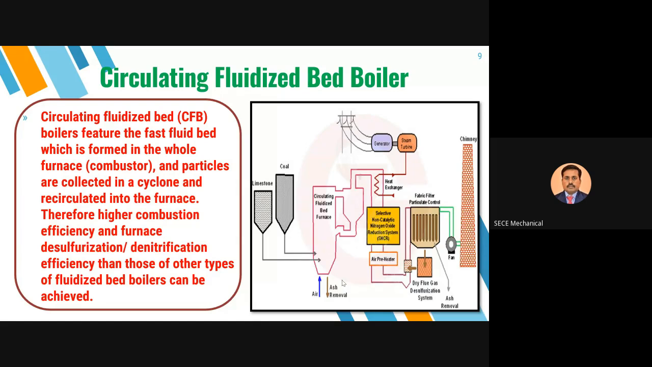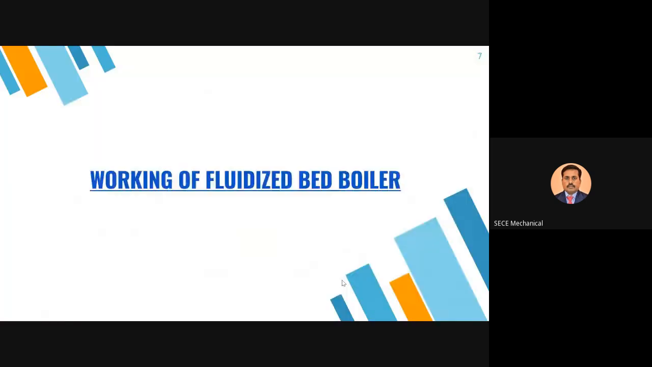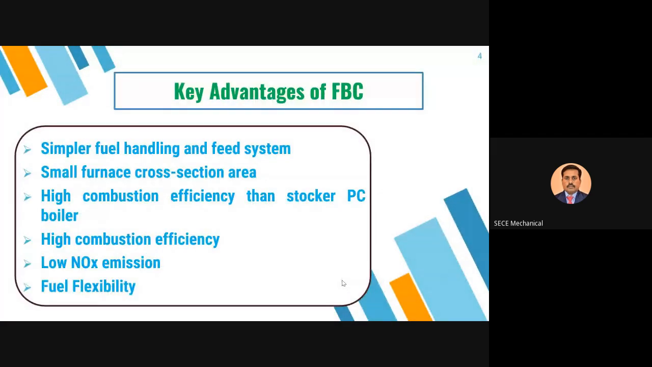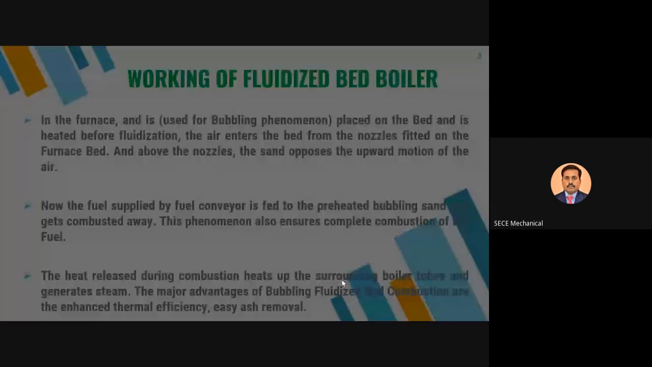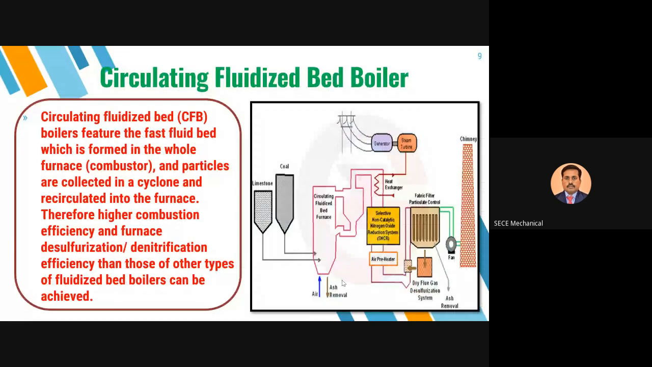That's why in the key advantages we mentioned low NOx emission, which we can achieve with the help of the CFBC, because of the circulation of the ash content or particles involved in the combustion process. In this way, we can reduce the emission norms also.